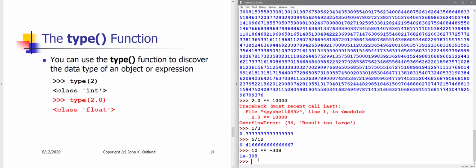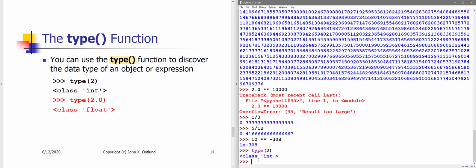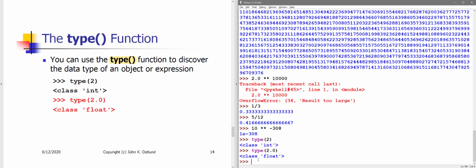If you have a value stored in a variable and you want to know the data type of the thing that that variable refers to, you can use the type function to discover that type. For example, if I say type of 2, I get told that that is an int value. If I say type of 2.0, I get told that that is a float value.